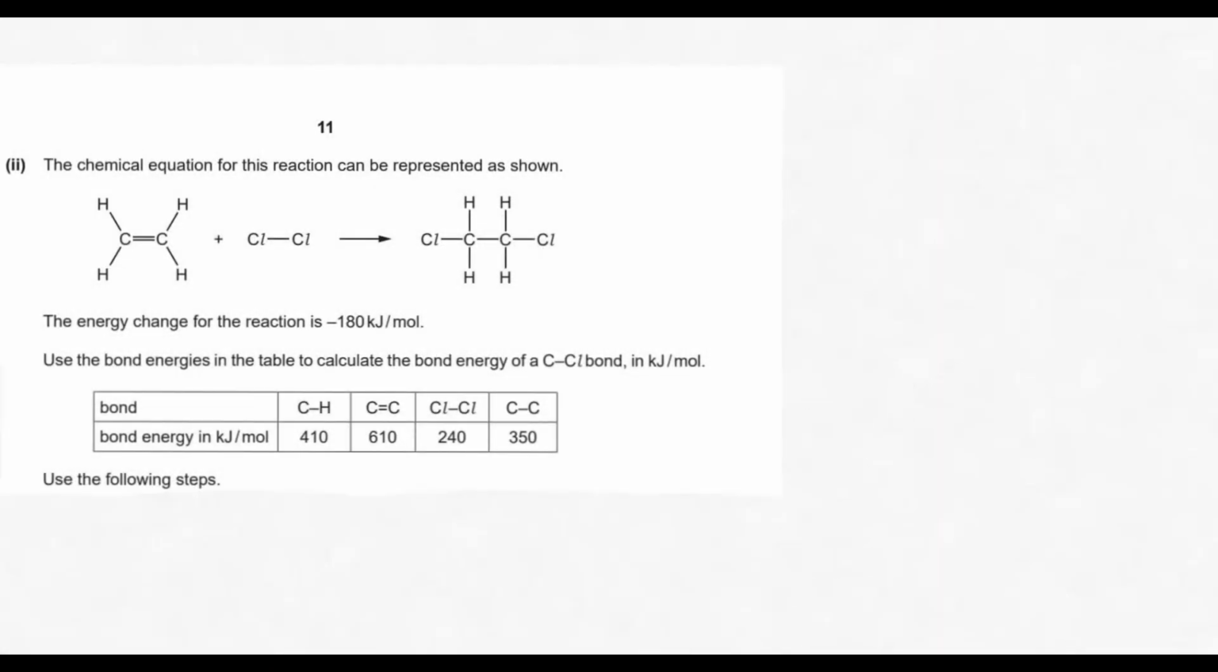For this video, I want to go through some examples of questions in past papers. So in the first question, they say that the chemical equation for this reaction can be represented as shown. So our first molecule has a carbon-carbon double bond, and then we add a chlorine molecule, and this will give us a halogenoalkane, meaning that we have chlorine bonded to a single bonded carbon-carbon. They then say that the energy change for this reaction is negative 180 kilojoules per mole.